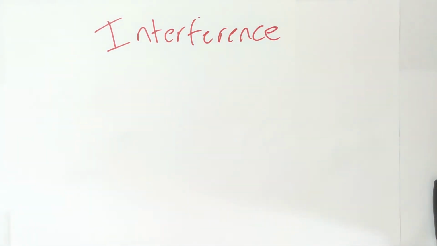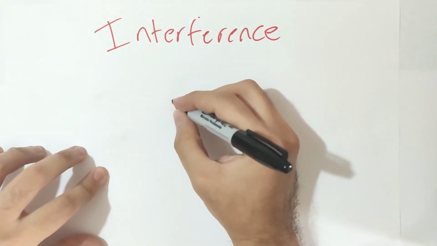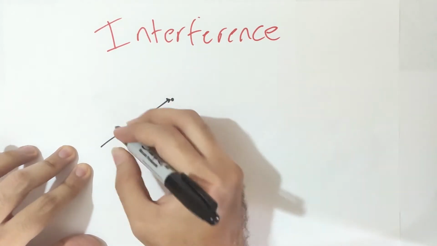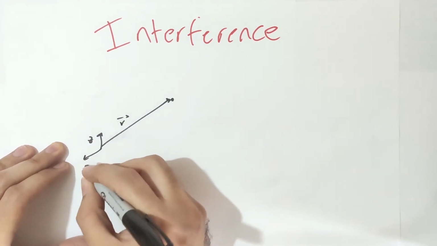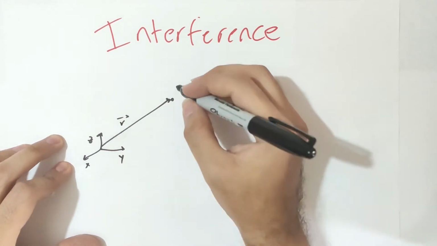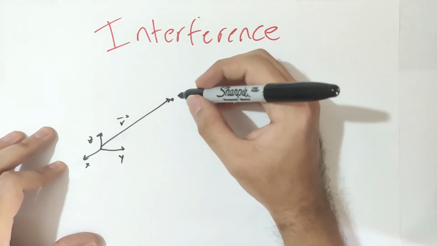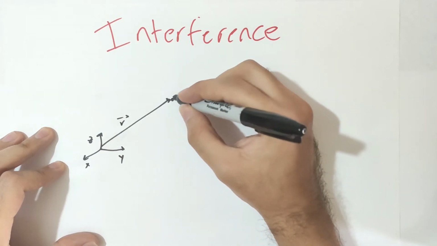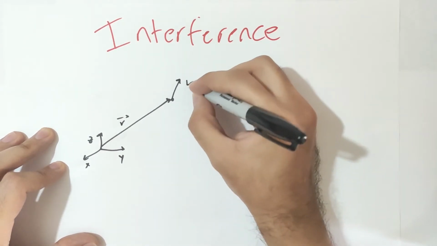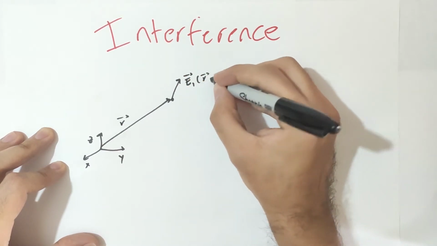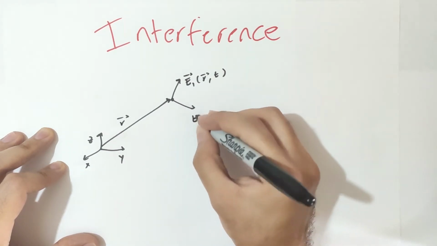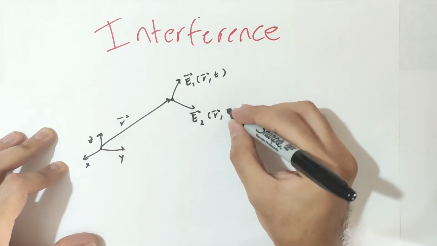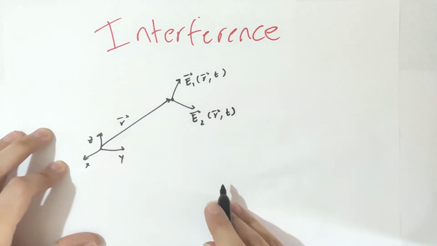So let's imagine that at some point in space and time, called R, and this is our reference system, we have the superposition of two electromagnetic fields. So let's imagine we have the field E1 at this point in time and the electric field E2 at the same point and at the same time.